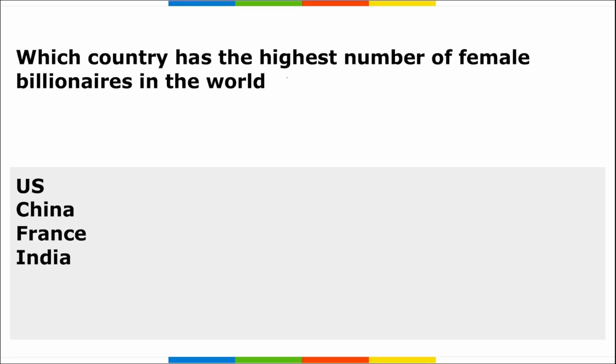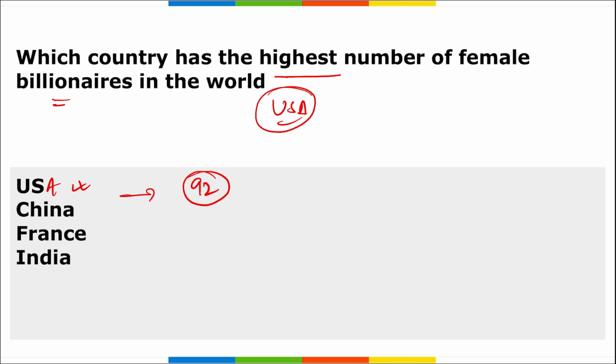Next, which country has the highest number of female billionaires in the world? Recently, data was released by Forbes, and it stated that the United States of America has the highest number of female billionaires in the world. So, USA is the correct option. There are 92 female billionaires in the USA, followed by China, where they have 46 female billionaires. On third position, it is your Germany with 32 billionaires. On fourth, it is your Italy with 16 billionaires.